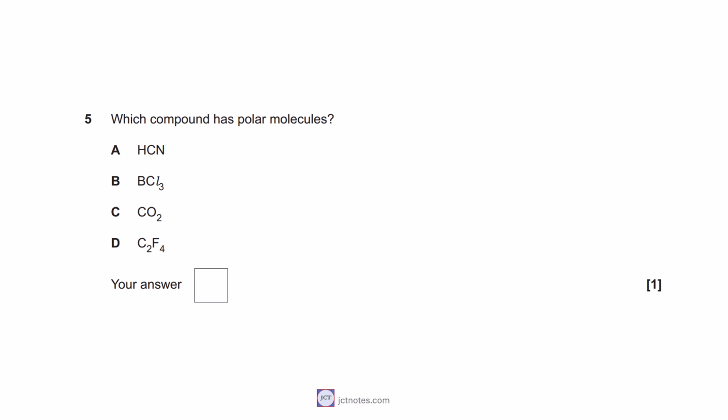Question 5 asks which of the four compounds shown has polar molecules. Hydrogen cyanide is a polar molecule because it has a linear structure, and there is a significant electronegativity difference between hydrogen, carbon, and nitrogen, creating a dipole moment.